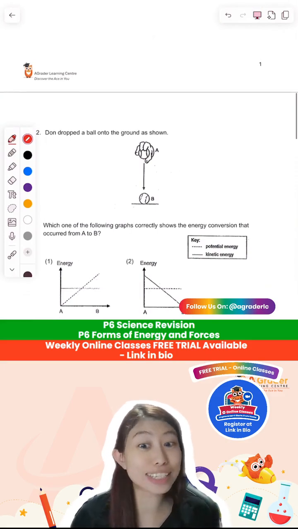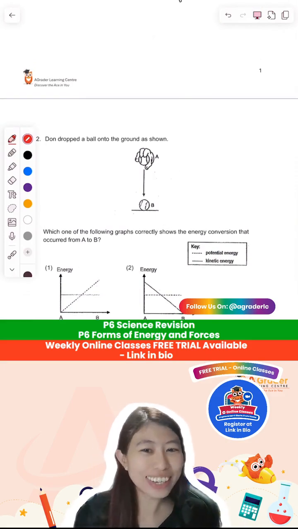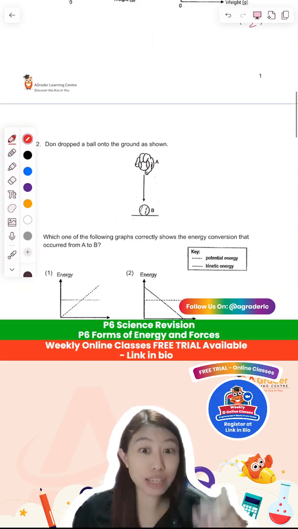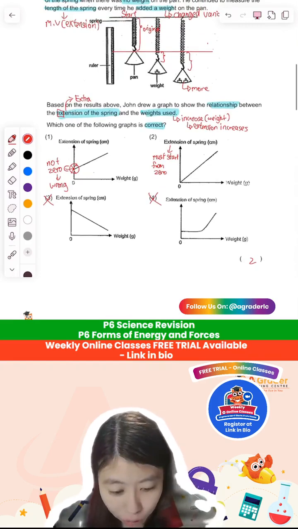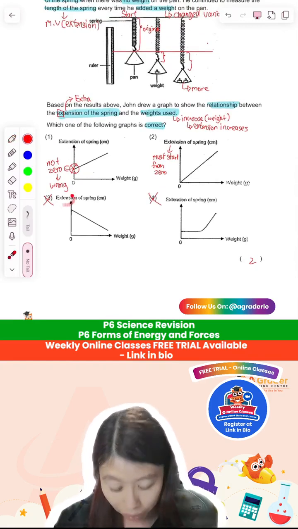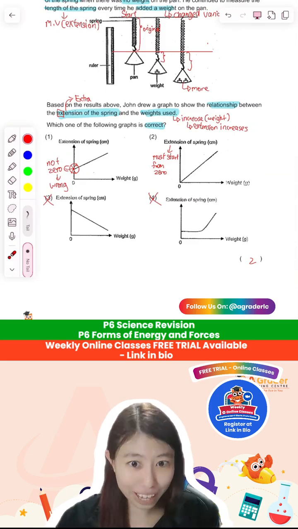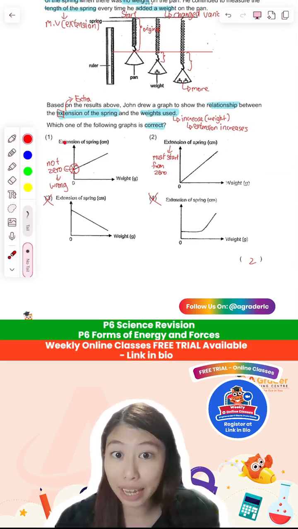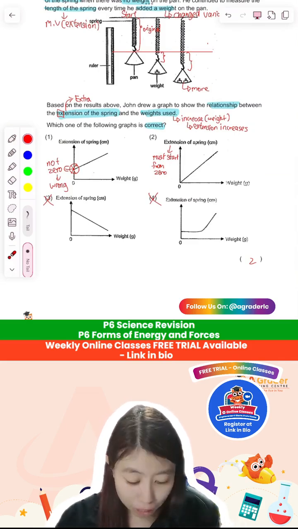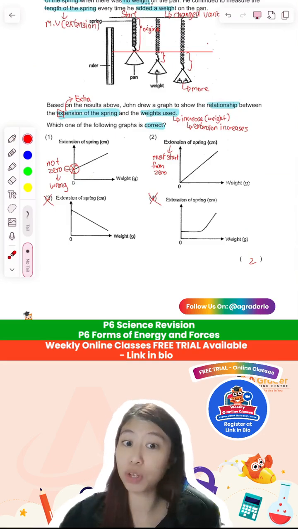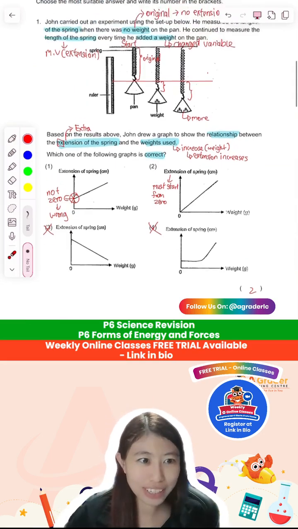Those of you who didn't, at least you all know now what to look out for. If they put extension, it must start from 0. Let me repeat that. If this put length, then it's different. If this one is length, then option 1 will be correct. Understand? But because it's extension, I cannot choose option 1. All right, I'm gonna move on.